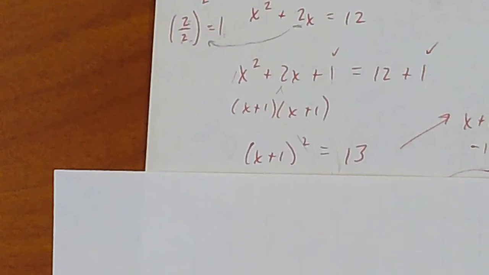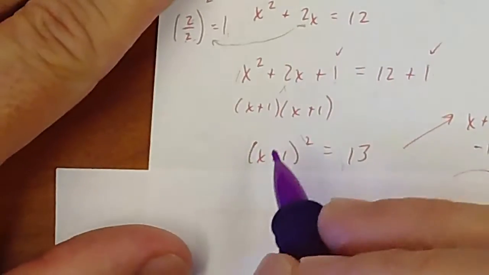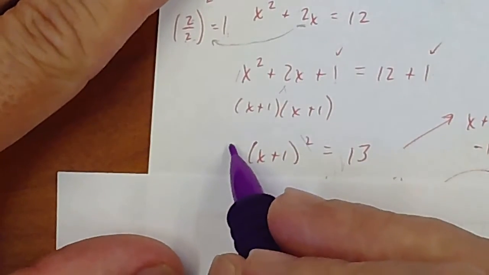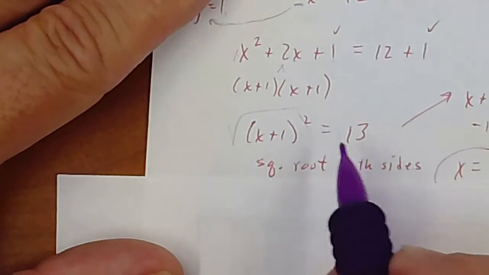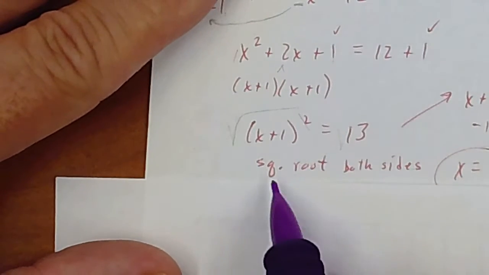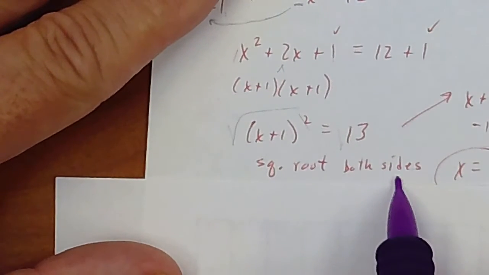Okay, now we can use the square root method. All right, I've got something squared, so I'm going to square root both sides. Maybe you want to write it in here if you want to, or I just put it in words since it might look too messy in your notes. Square root both sides.